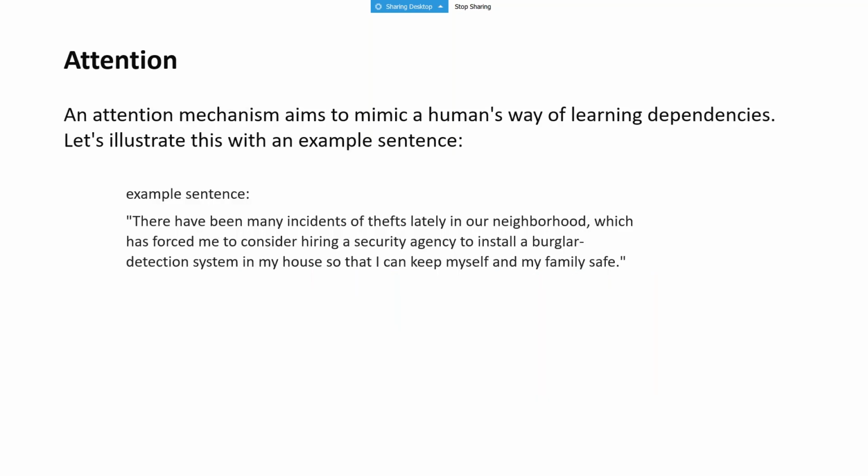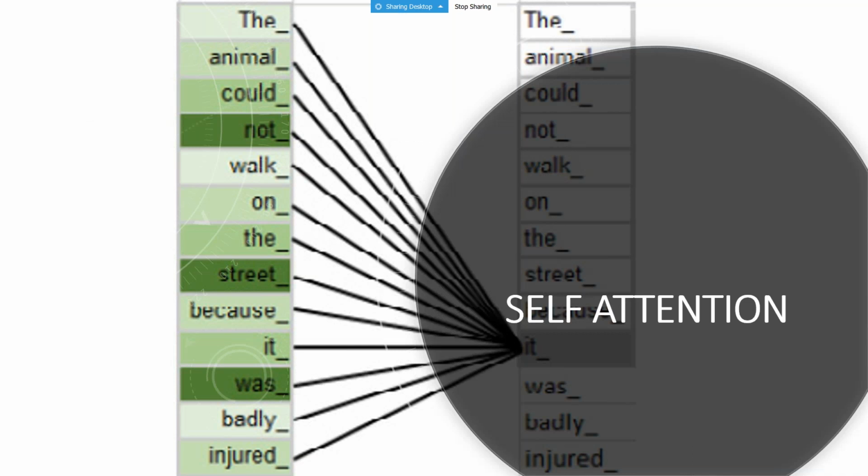Now, with attention, let's see an example. Let's say there is a sentence: the animal could not walk on the street because it was badly injured. What is related to animal here, which is closer? You cannot say that street is closer. You can say it is closer, which refers to animal. So I should be focusing on it more than any other word in this sentence.